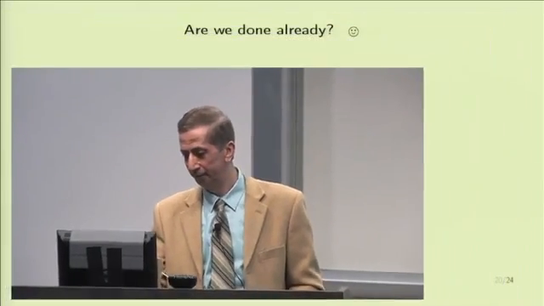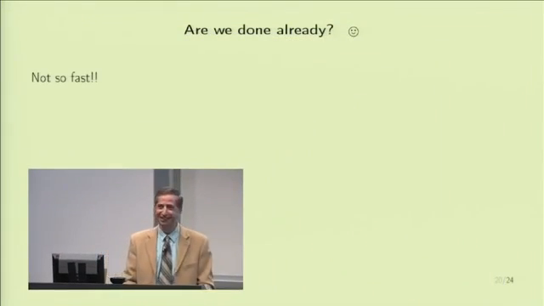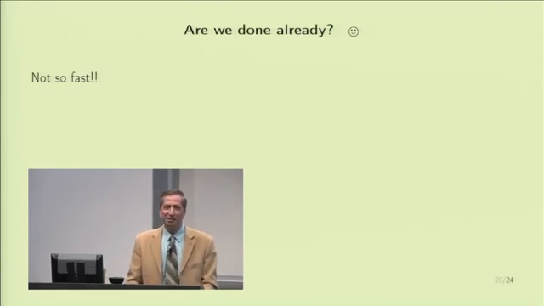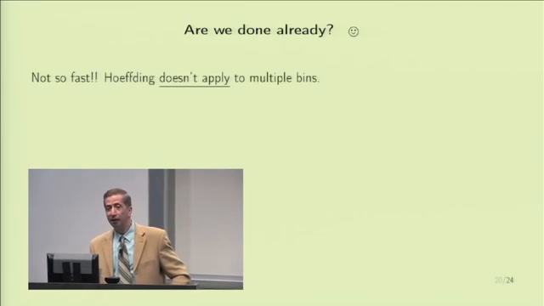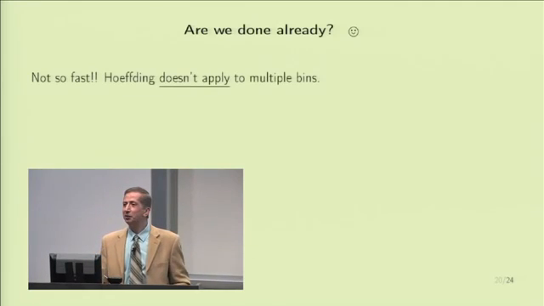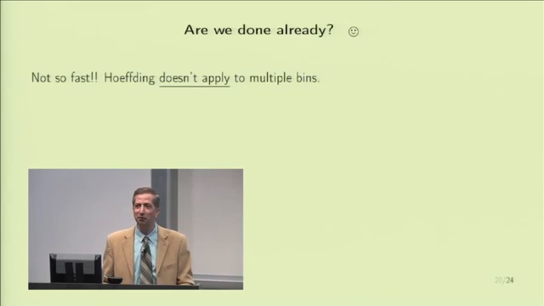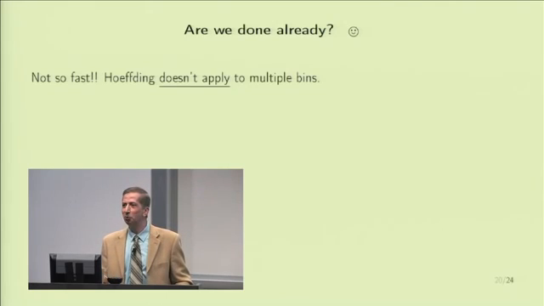Okay, so we solved the problem. It's not verification. It's not a single bin. It's real learning. So that's pretty good. Are we done already? Not so fast. What's wrong? Let me tell you what's wrong. The Hoeffding inequality that we have happily studied and declared important doesn't apply to multiple bins.